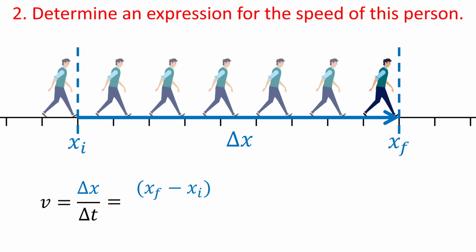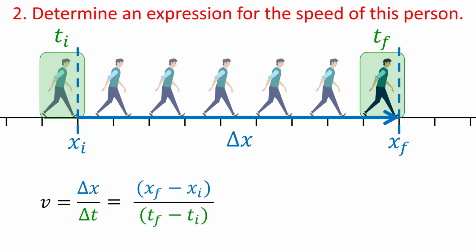What about the bottom of this expression, the change in time? We'll do the same thing. We'll consider the final time reading, and we'll consider the initial time reading. And the change in time is simply the difference between these two quantities, the final time minus the initial time.